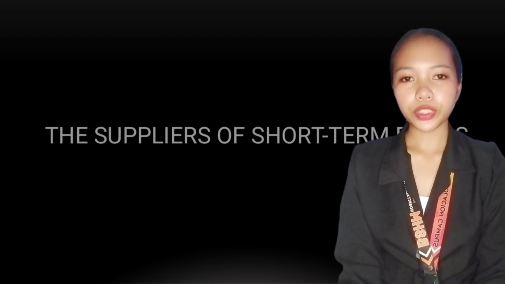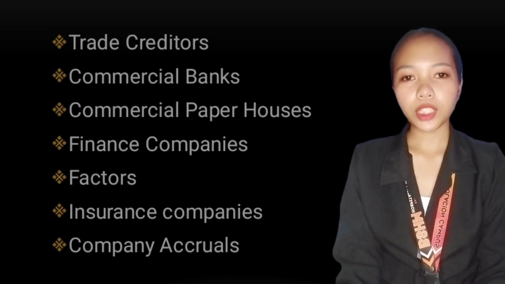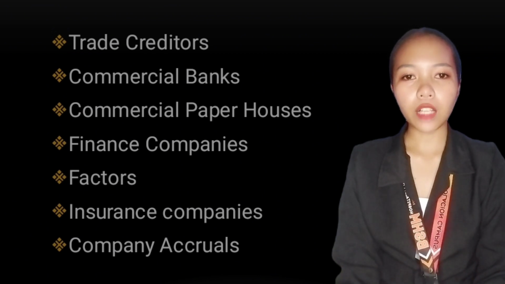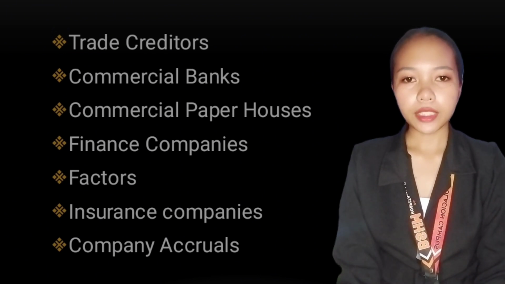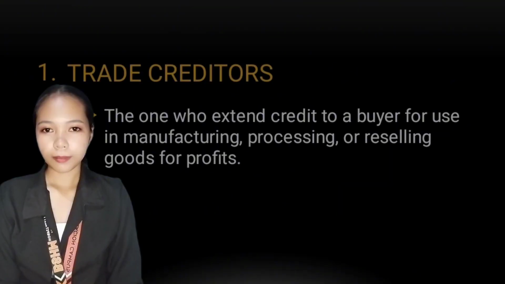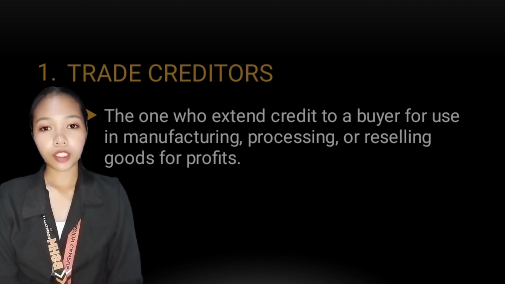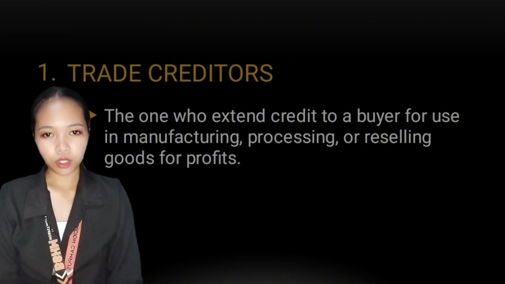The suppliers of short-term funds: trade creditors, commercial banks, commercial paper houses, finance companies, factors, insurance companies, and company accruals. So, trade creditors. Simply put, trade creditors are the money your business owes to other companies. Trade creditors are also commonly known as accounts payable or sometimes just creditors.